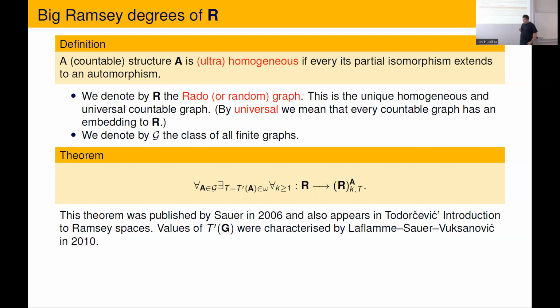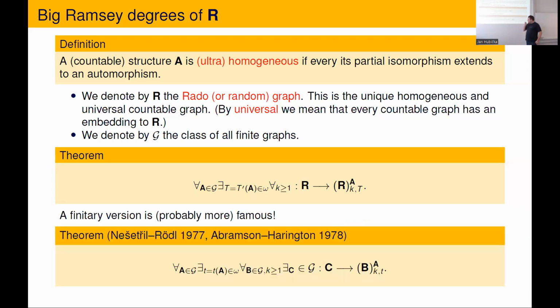It was first published by Sauer, but each time I'm speaking about it, Todorcevic stands up when he's in the room and says it was already known before. But that's the first publication of the result I know of. And this is actually a generalization of the finite result, which I know when it was first published. It was first published in 1977 by Nešetřil and Rödl, the well-known Nešetřil-Rödl theorem, which says precisely the same thing, but in the finite way.